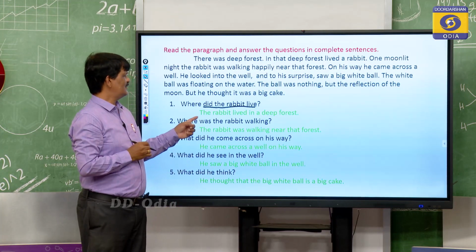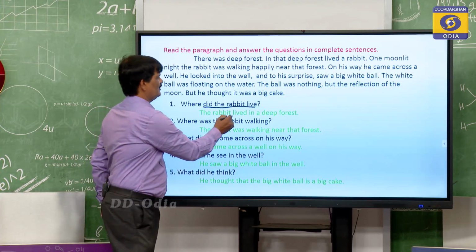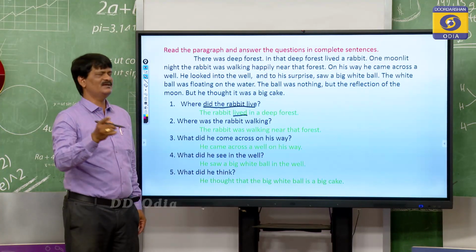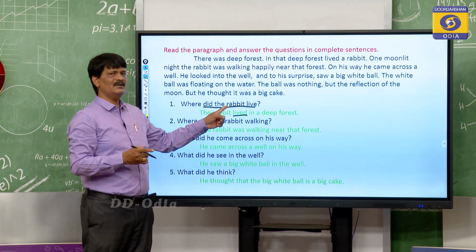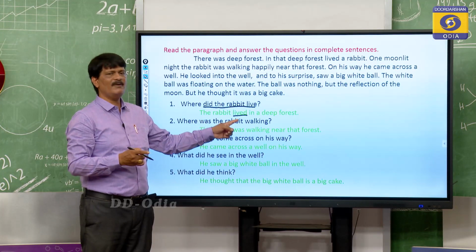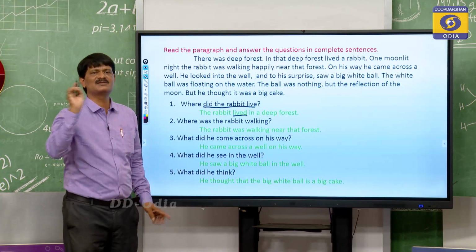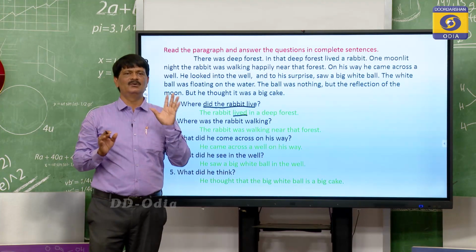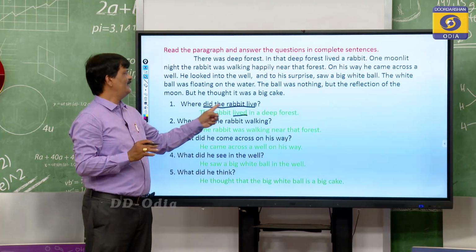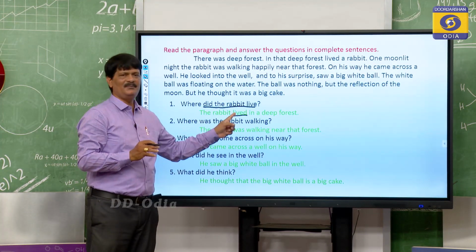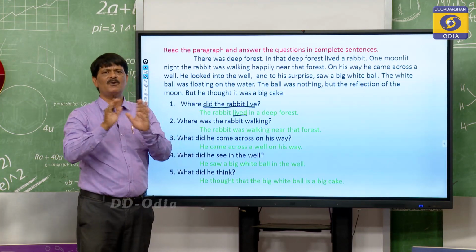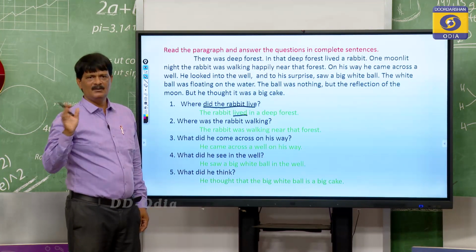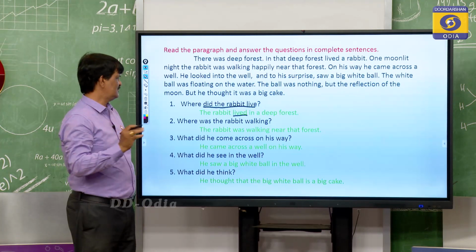So our answer, you see, the rabbit lived. As I just discussed a few minutes ago, the question is in the past tense, so we have to write our answer in past tense, not in any other. It should be very simple. You see, where did the rabbit live? The rabbit lived. The same thing. So there will not be any confusion in writing the answer, about the particular tense.